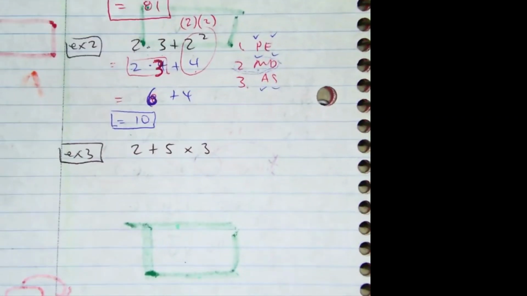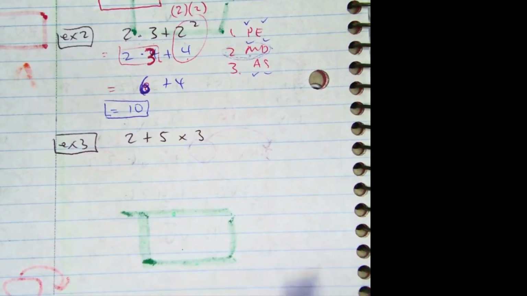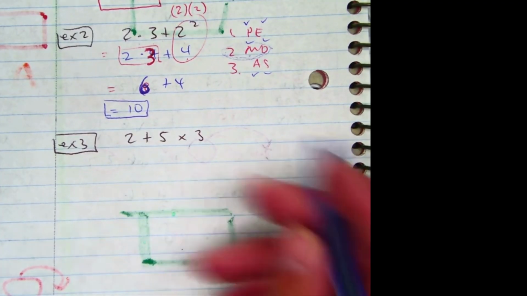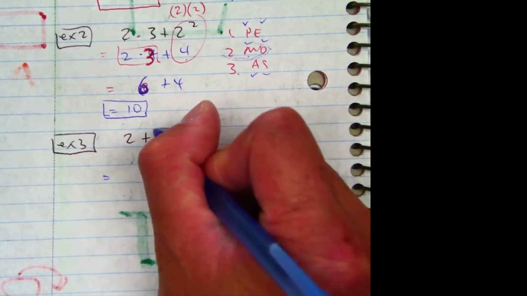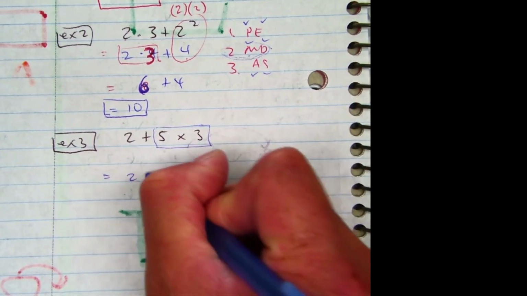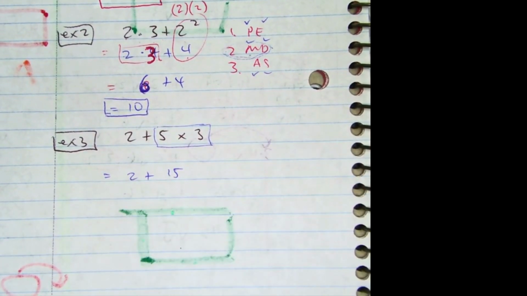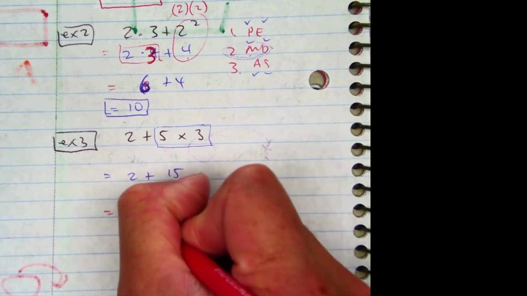And let's go ahead and do the last problem. 2 plus 5 times 3. Class, which one am I going to do first? Which is what? 2 plus 15. And then 2 plus 15 is?